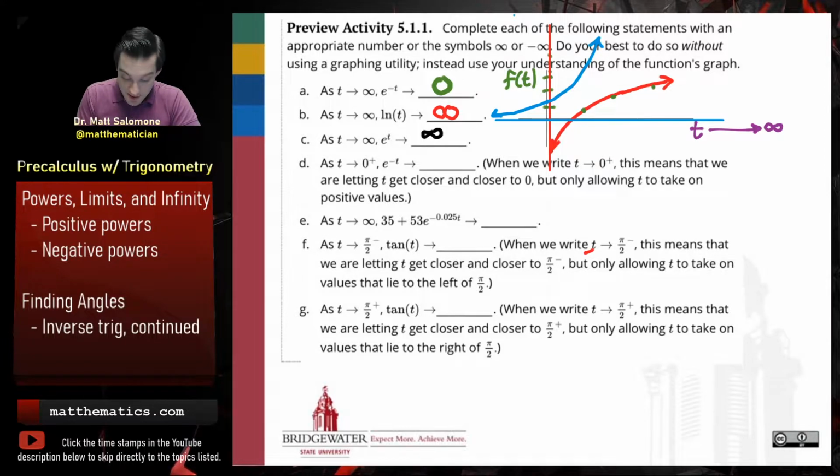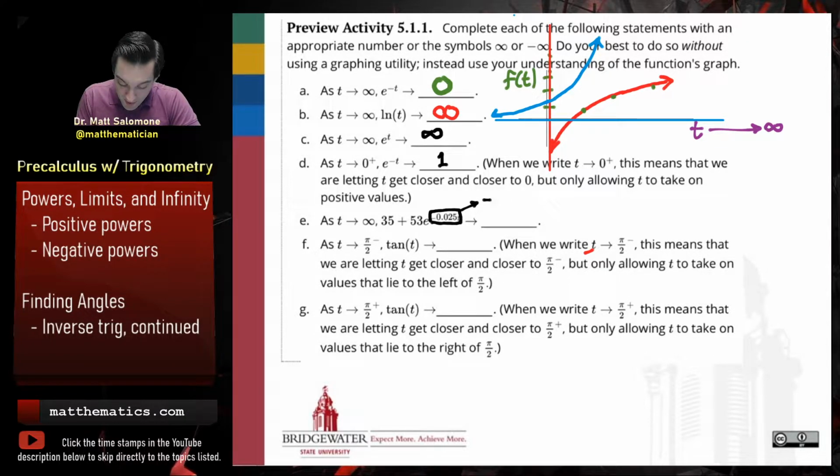As t tends to 0, e to the minus t tends to its vertical intercept, which is 1. This is an interesting one. What happens as t goes to infinity with 35 plus 53 times e to the minus 0.025 times t? Well, as t tends to positive infinity, if I multiply that t by a number, negative 0.025, that number, negative 0.025 times t, is going to tend to negative 0.025 times infinity. That number in the exponent is going to tend to minus infinity.